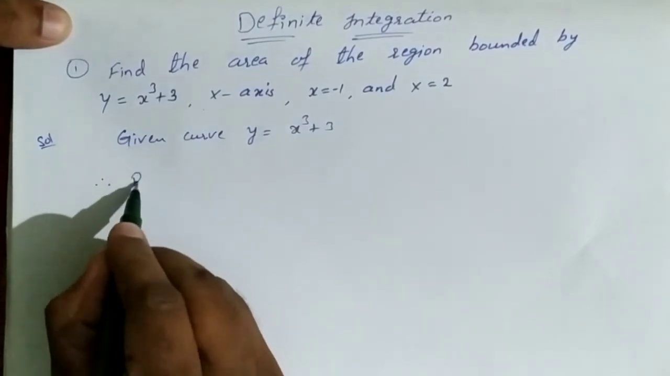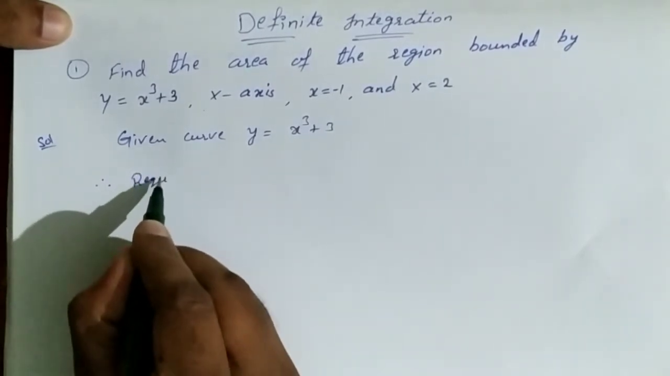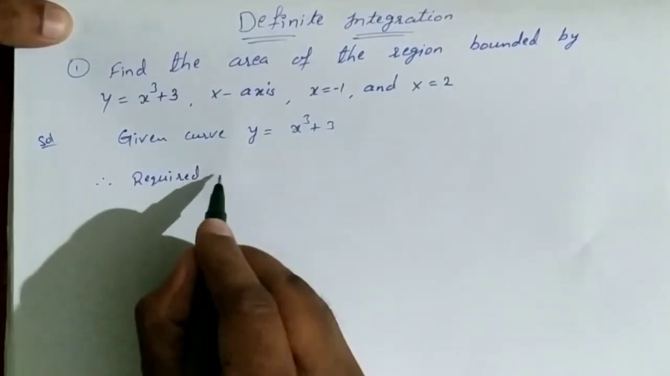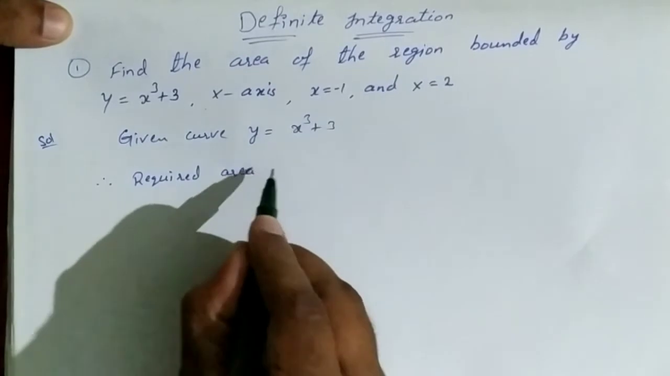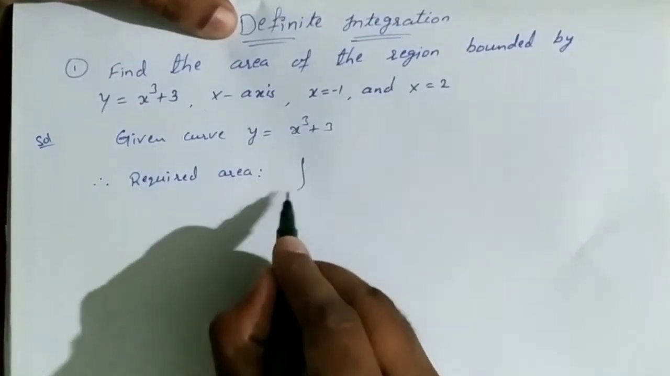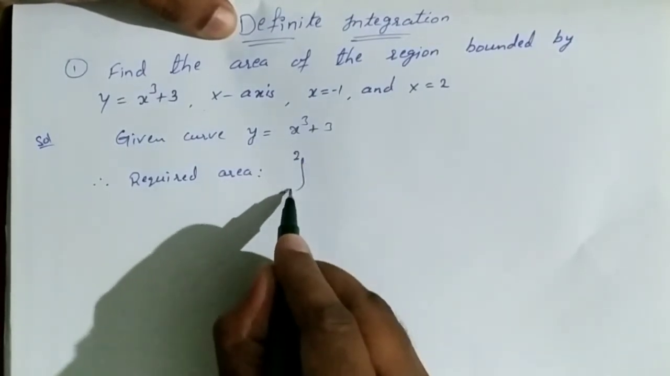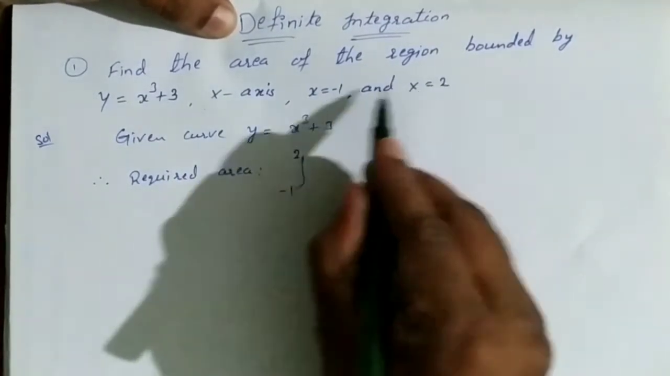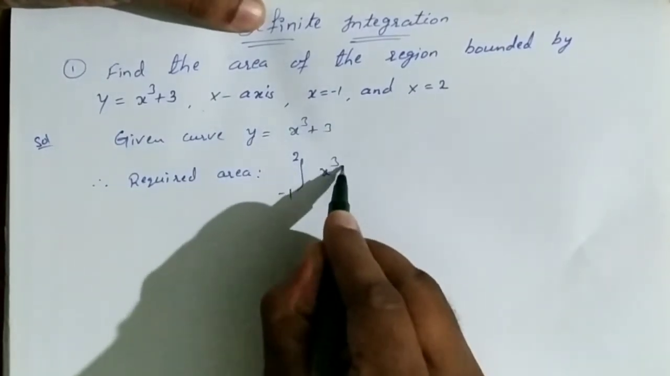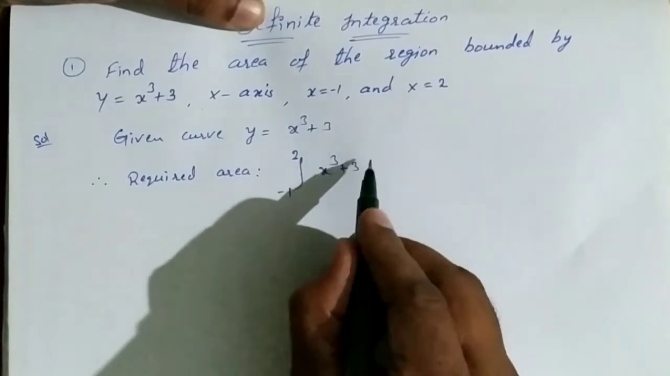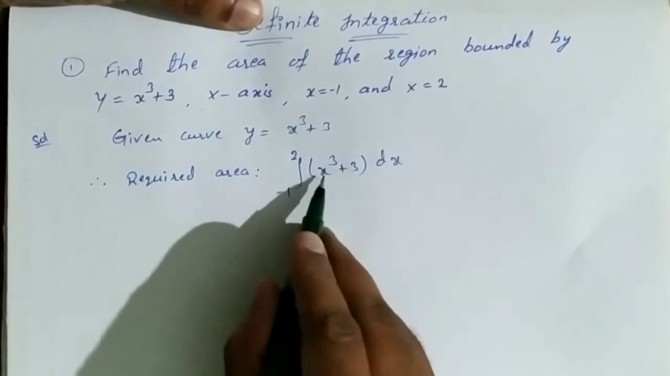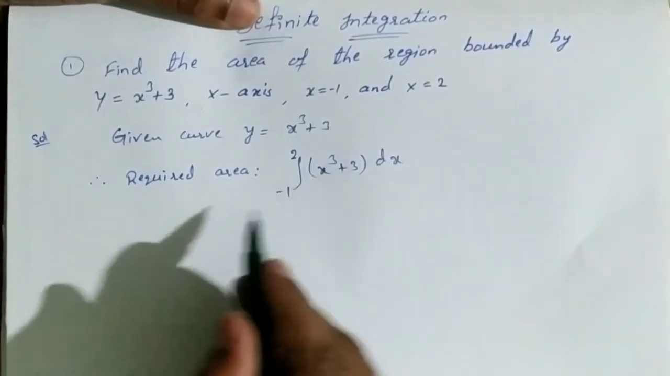Therefore, the required area is the integral from minus 1 to 2. Here x goes from minus 1 to 2. The function is x cube plus 3 dx. Now we have to do the integration of x cube plus 3.